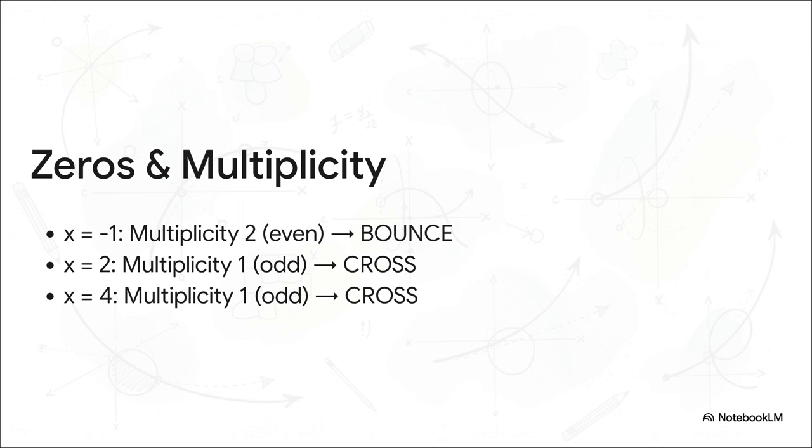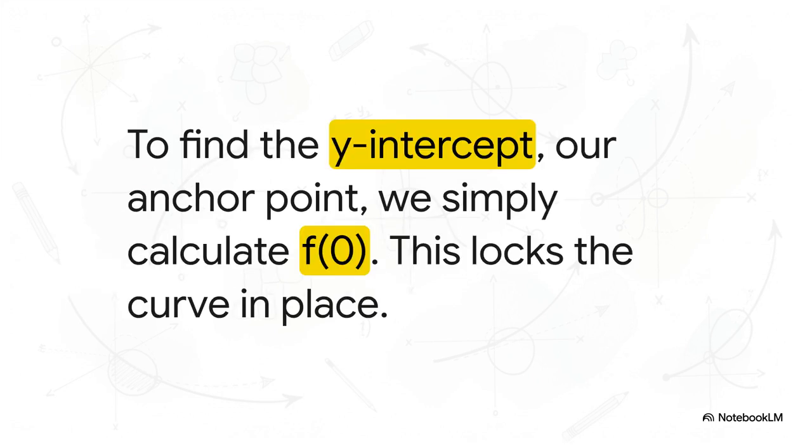Now for the important part, cross or bounce. Well, the 0 at -1 comes from that squared factor. Since 2 is an even multiplicity, it's going to be a bounce. The other 2 zeros have a multiplicity of 1. And since 1 is odd, the graph is going to cross right through the axis at both x equals 2 and x equals 4. Time for our anchor point.